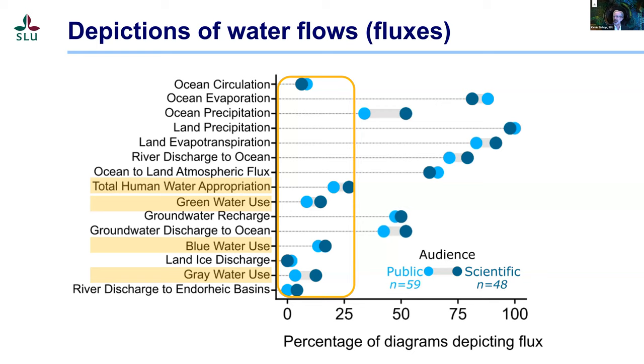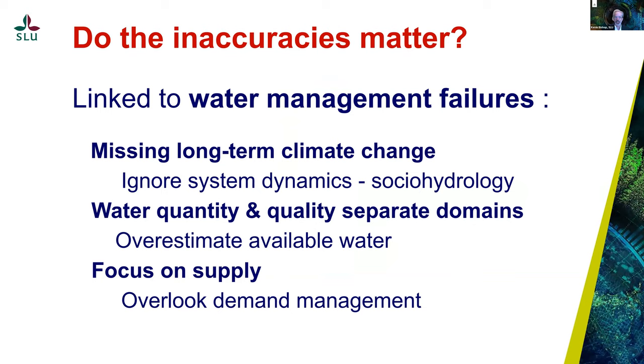Now, do these inaccuracies, these misrepresentations from this lovely diagram, do they matter? Well, if we don't have climate change there, we're going to miss the need to adapt to climate change. If we see too much fresh water, we're going to miss the fact that we should be limiting or trying to manage the demand for water.